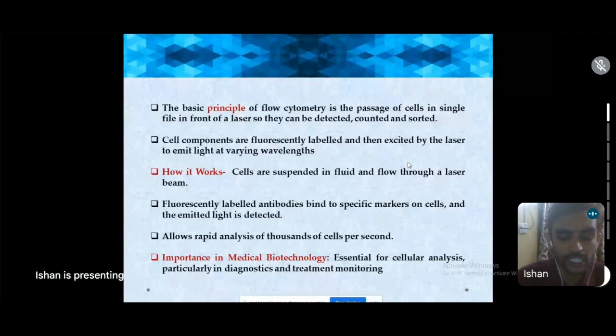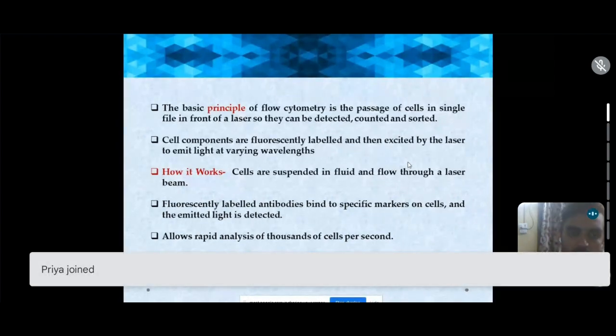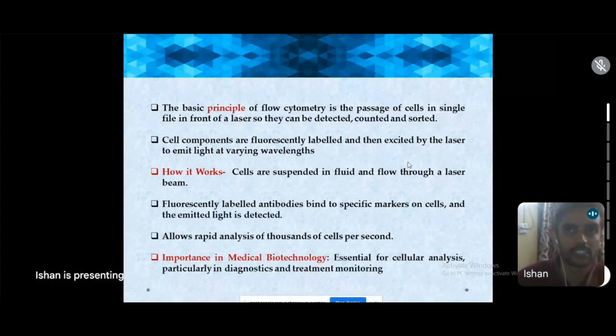Now, for sorting, counting and analysis, a flow cytometer can be divided into two types of parts. I will come to this later also. One is FACS. You might have heard people call it fax, but it is FACS, fluorescence activated cell sorter. That is a sorter, basically to differentiate cells based on their detection.